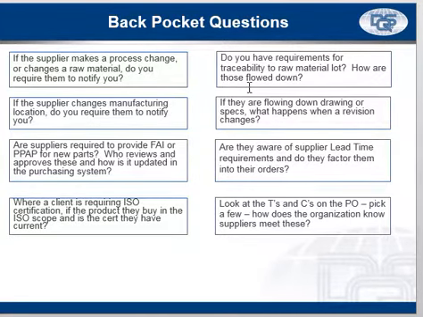Do you have requirements for traceability flowed down? How do you do it? I talked about this, and I'm going to stress it again. If they're flowing down drawings or specs, you need to ask them what happens when a revision changes and go through that process. It's super important. This is communication. So if I'm buying part number 123 at revision D, and now I go to E, and that's changing some parameter of the part, of course, because why would I change the rev without it, how is the supplier made aware of that? Are they aware of supplier lead times? Do they factor them into their orders?